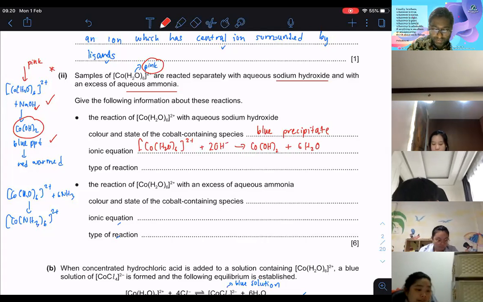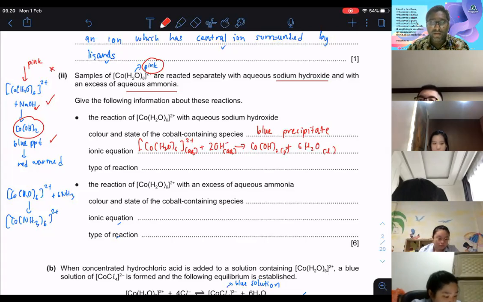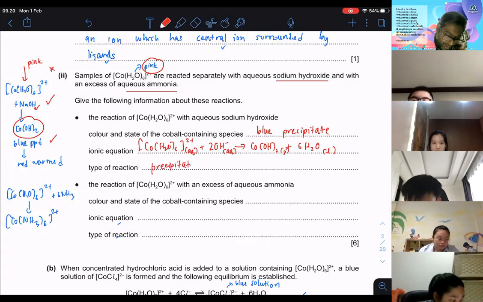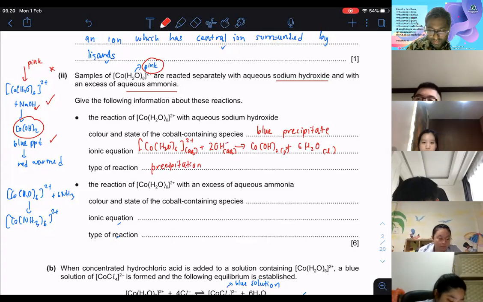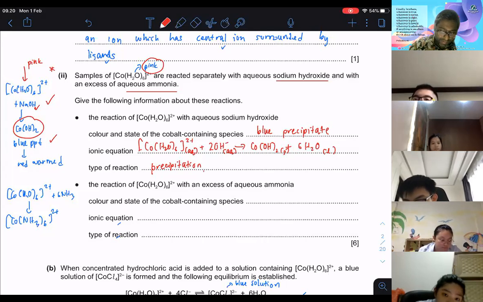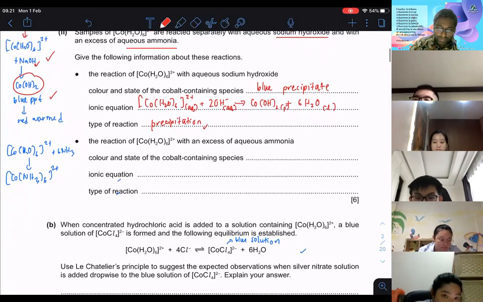Now the type of reaction that is happening: this is aqueous, this is solid, and this is liquid. Because a solid is being formed, you just say the type of reaction is precipitation. If you want, this is also an acid-base reaction to give salt and water, but I think the best way is to represent it as a precipitation reaction.